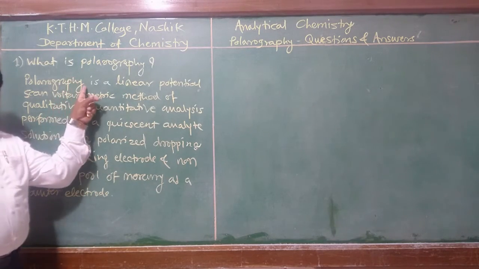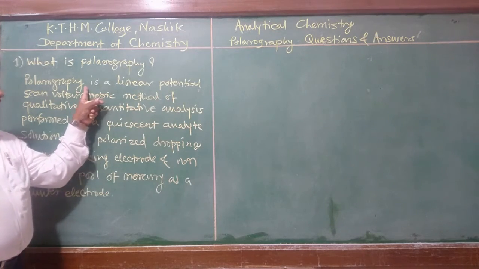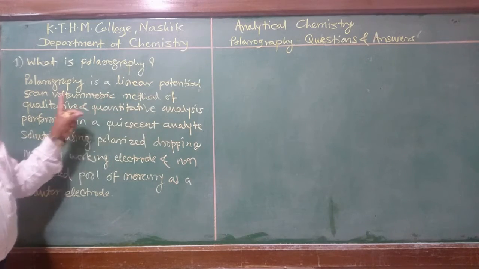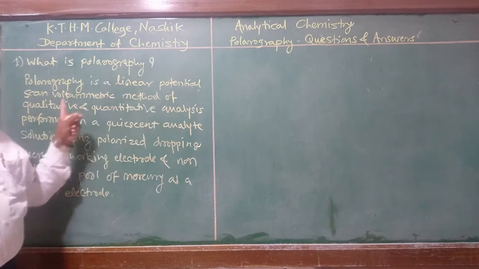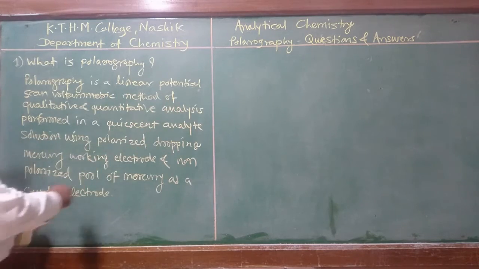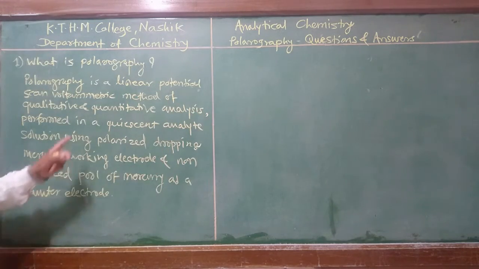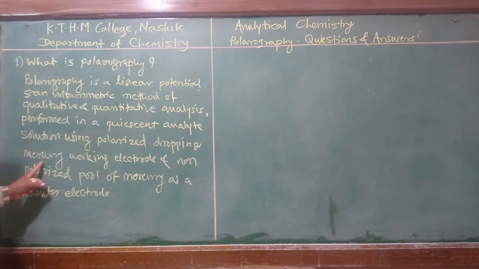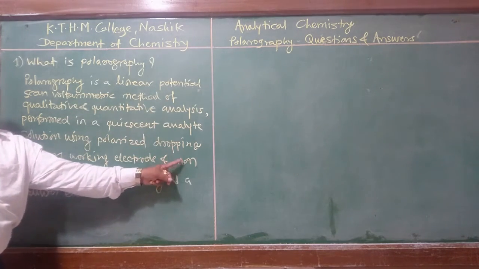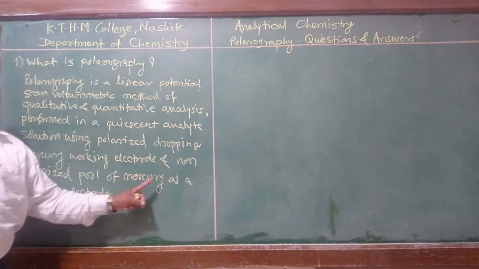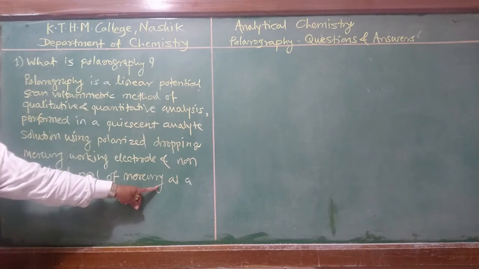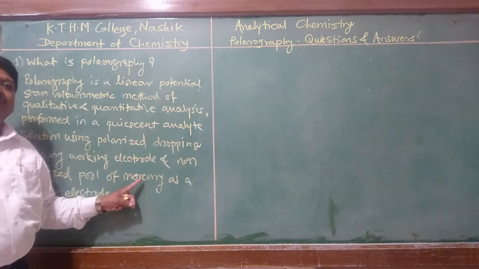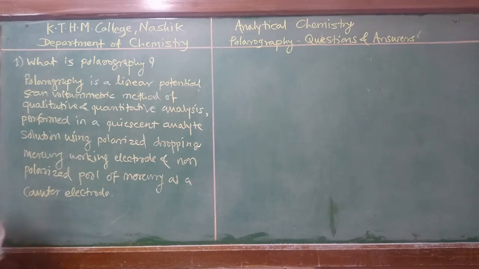Polarography was the first invented voltammetric method. Polarography is a linear potential scan voltammetric method of qualitative and quantitative analysis performed in a quiescent analyte solution using a polarized dropping mercury electrode as a working electrode and a non-polarized pool of mercury as a counter electrode. That means both the working electrode as well as the counter electrode in polarography are mercury electrodes.